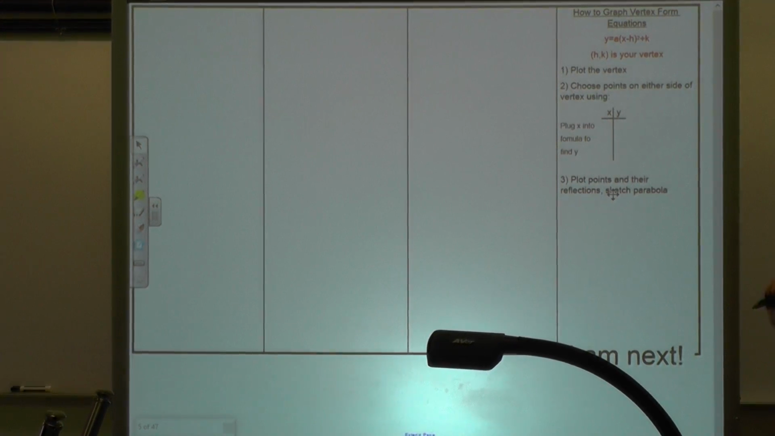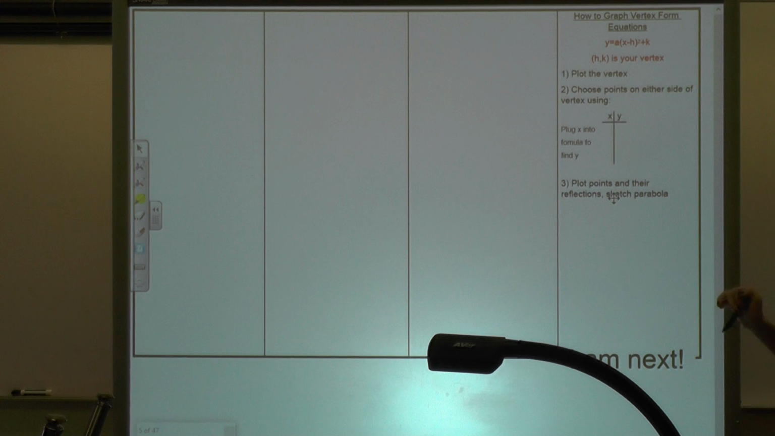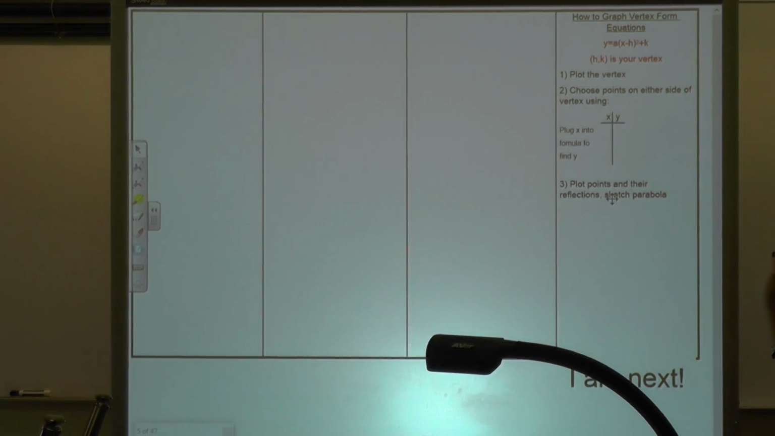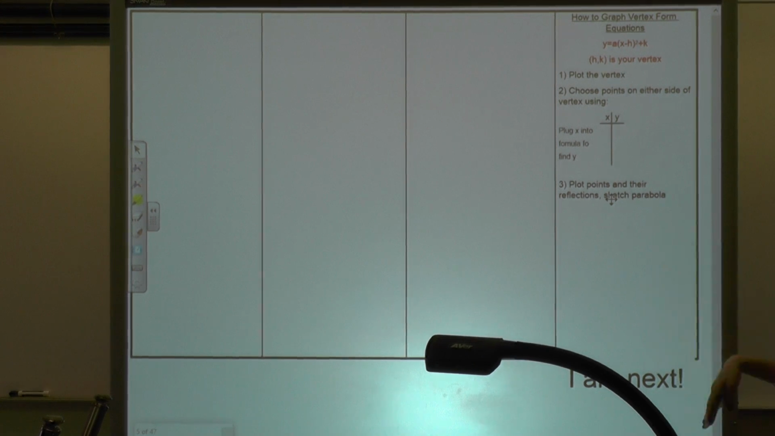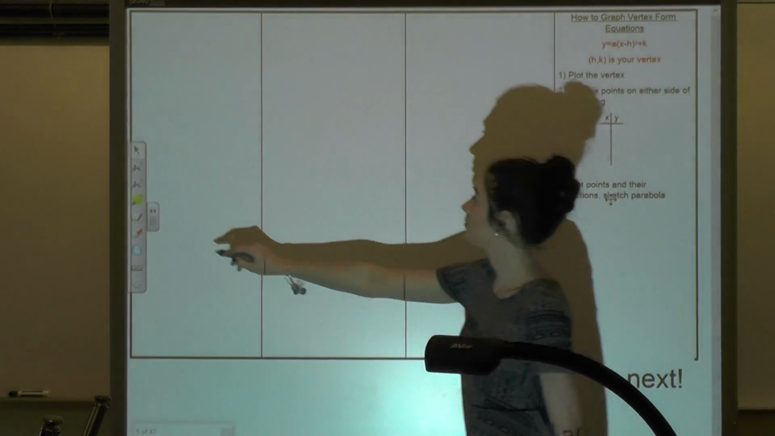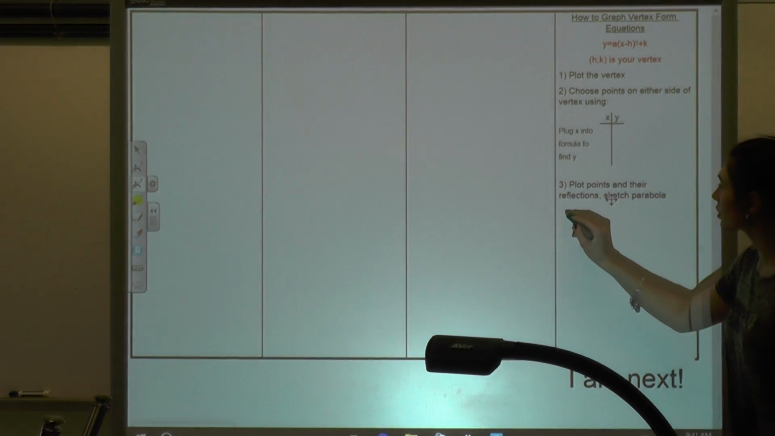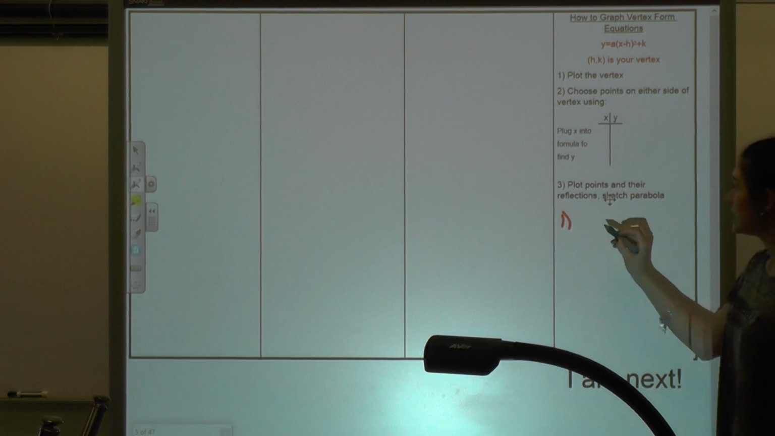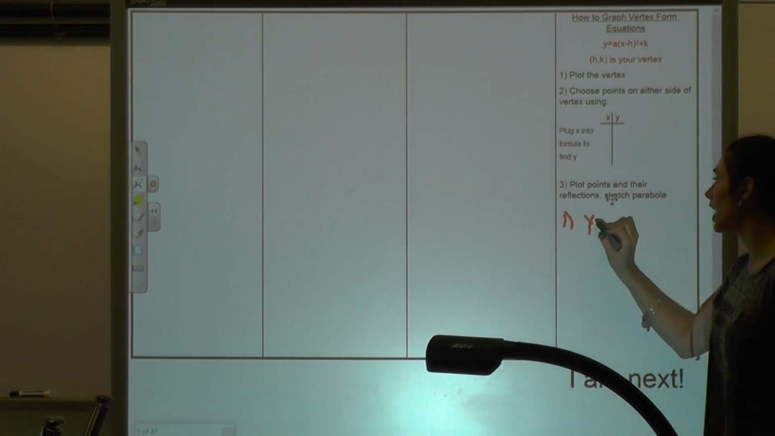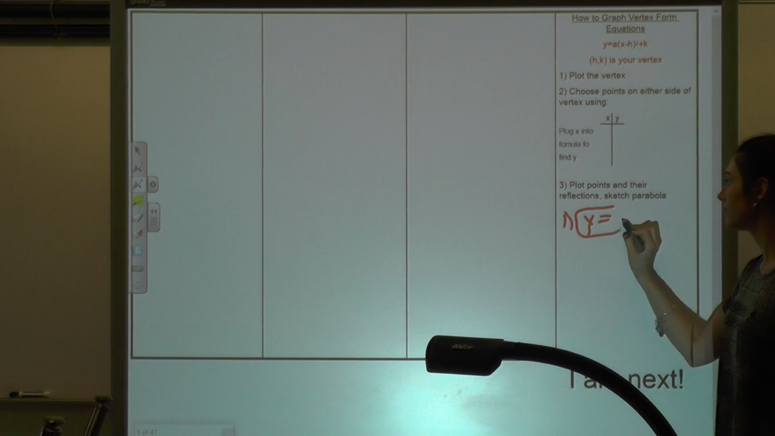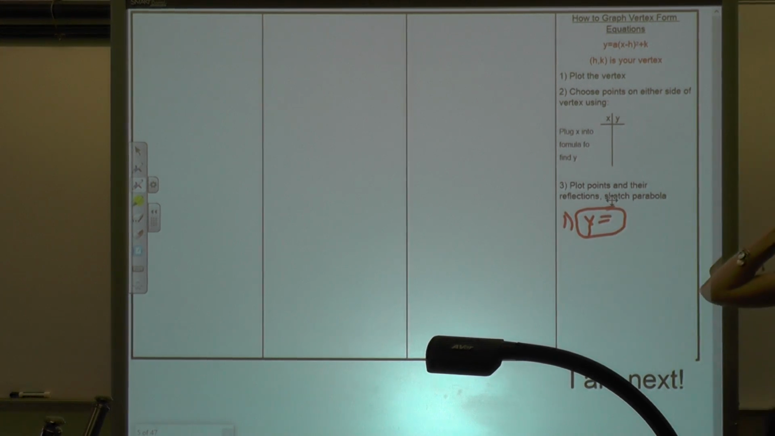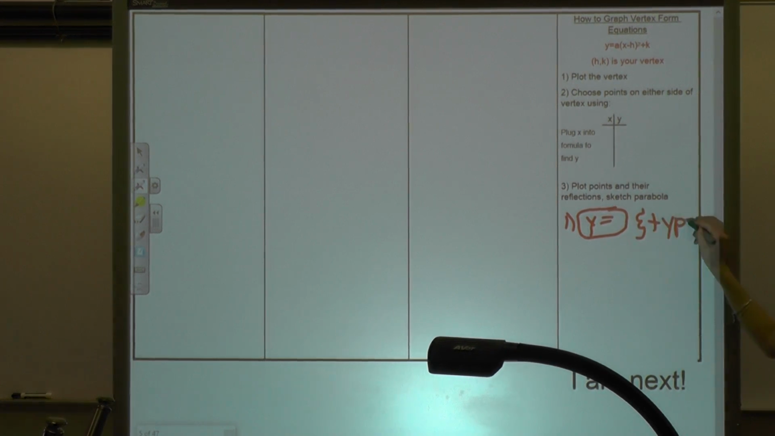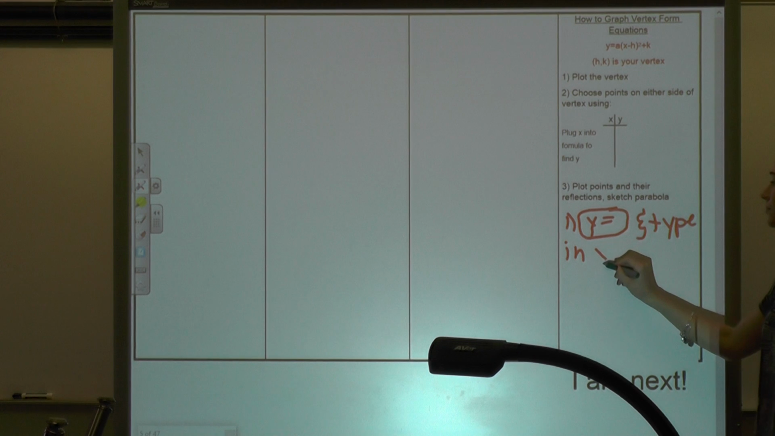I'm going to go ahead and write down the steps for using the calculator for you, so you can write it down here on the fourth column. The first step for using the calculator is to hit your y equals button and type in your equation.